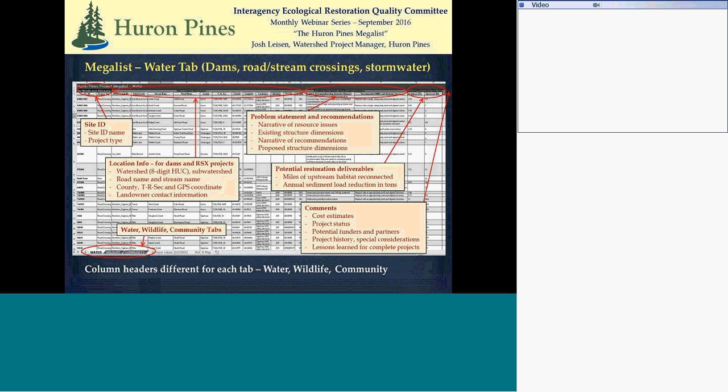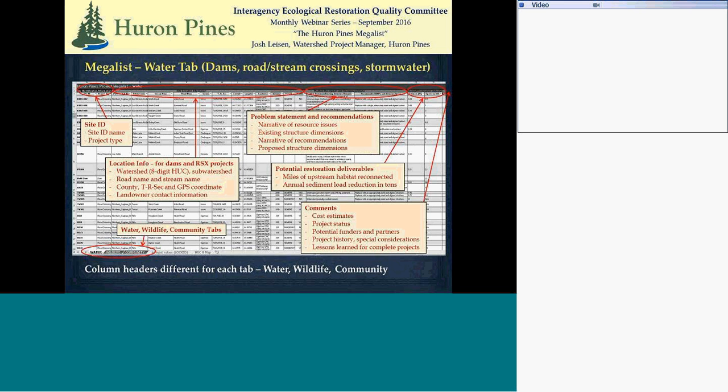So going into a little detail about how it's formatted, returning to the screenshot, I'll walk through some of the data that's captured in the Megalist. If you notice in the bottom left, we have it divided into tabs that meet our organizational themes of water, wildlife, community. The column headers on each of those tabs are a little different to reflect the nature of those different types of projects.